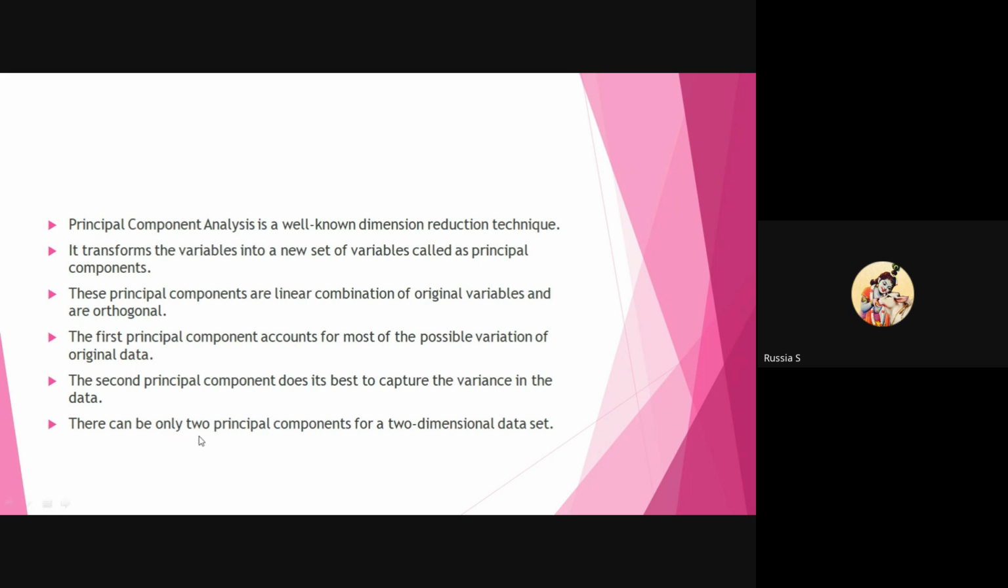There can be only two principal components for two-dimensional data. Already we discussed that if the data set has n number of features, we can calculate n number of principal components. If the data is two-dimensional, we can find only two principal components.